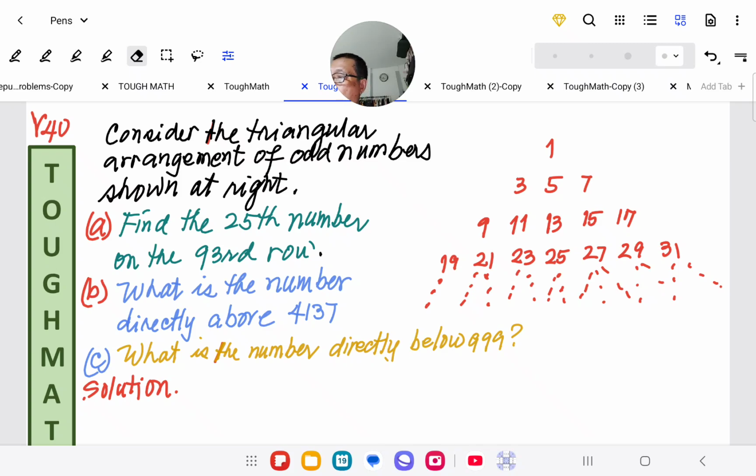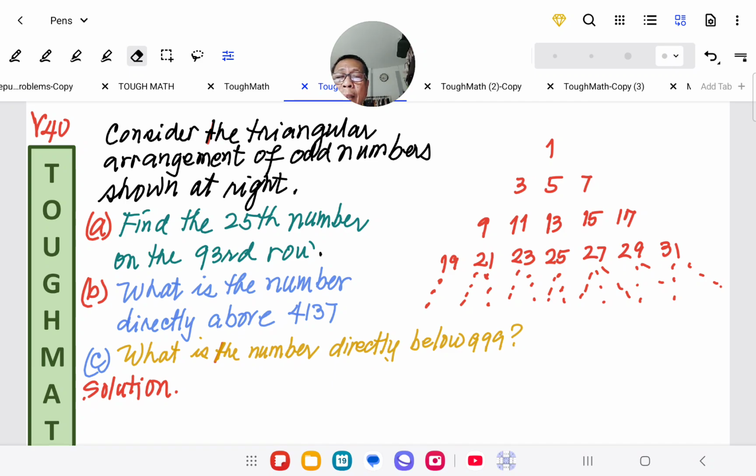The problem that we will take up today is about arrangement, in particular, triangular arrangement of odd numbers, which are shown at right. So the problem is this. Consider the triangular arrangement of odd numbers shown at right. At the top you see 1, and then on the second row you have 3, 5, 7. On the third row you have 9, 11, 13, 15, and 17, and so on. And we have to answer 3 questions. The first one is, find the 25th number on the 93rd row.